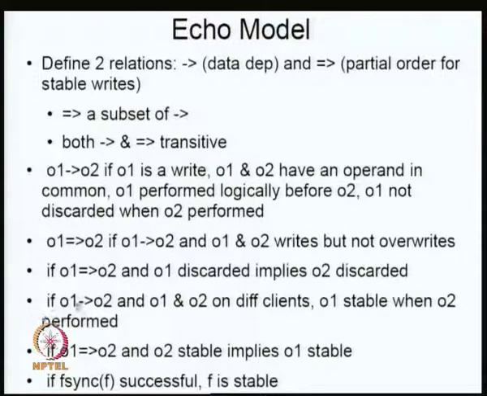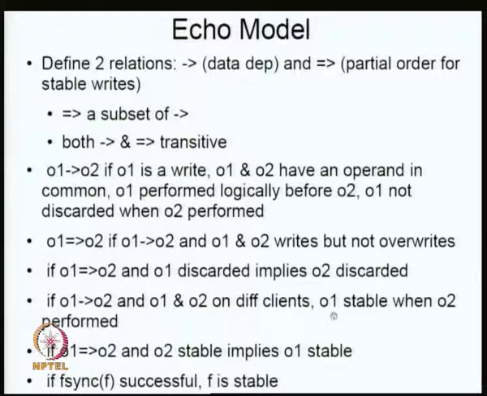Now, if O2 is dependent on O1, and O1 and O2 are on different clients, O1 must be stable when O2 is performed. So if operation O2 is done on a different client, I also have to make sure that O1 is stable, so that other parties also can notice it.